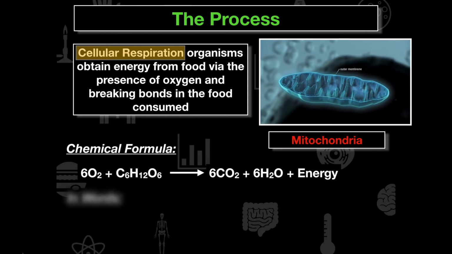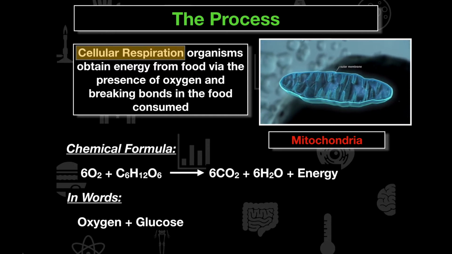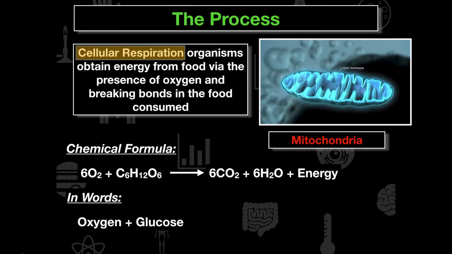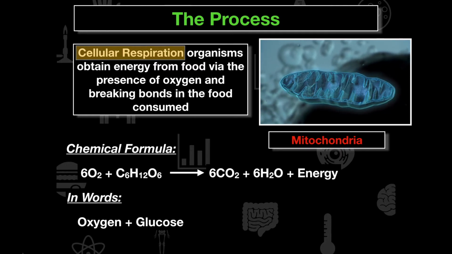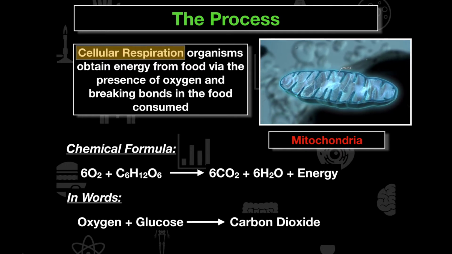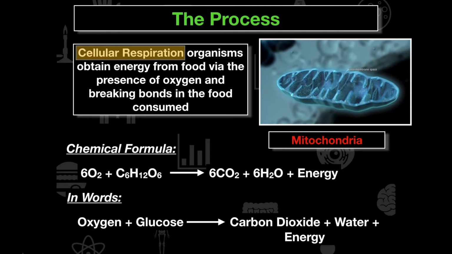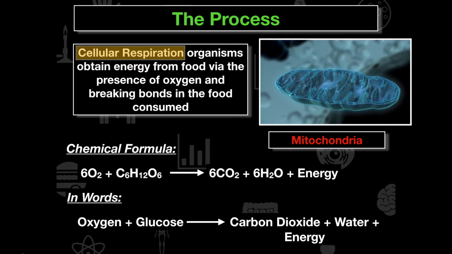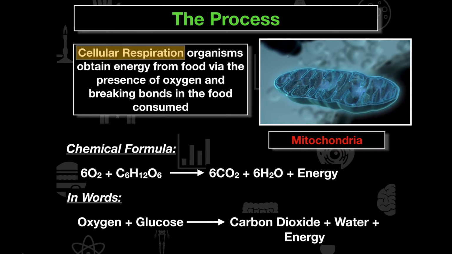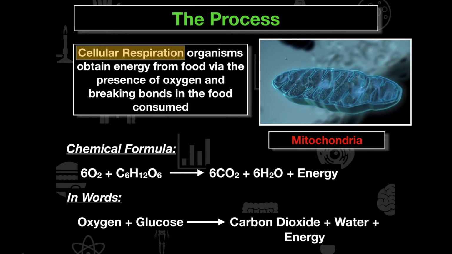Now we can represent it in words again: oxygen plus glucose. Oxygen is O2, glucose is C6H12O6. And then we convert it into carbon dioxide plus water plus our energy. So this is the overall process, and what we're going to do is zoom in in depth and see how this functions.